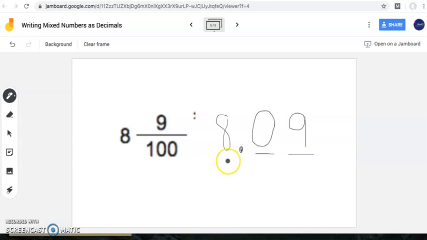Now this is still representing this exact fraction. 8 and 9/100 is the same as 8.09. Notice these mixed numbers can be represented as decimals as well. These are both correct answers if you're looking to represent 8 and 9/100. However, it's important to read the directions to see if they would like your answer in fraction or decimal notation.